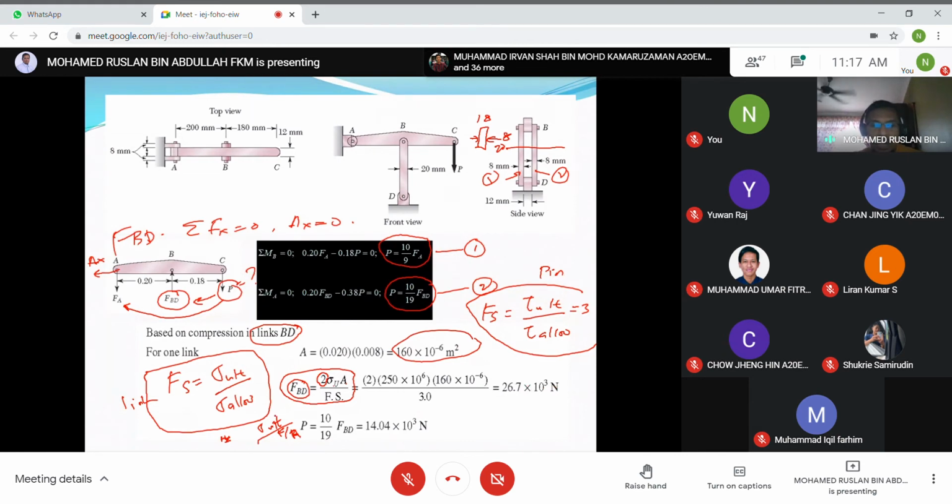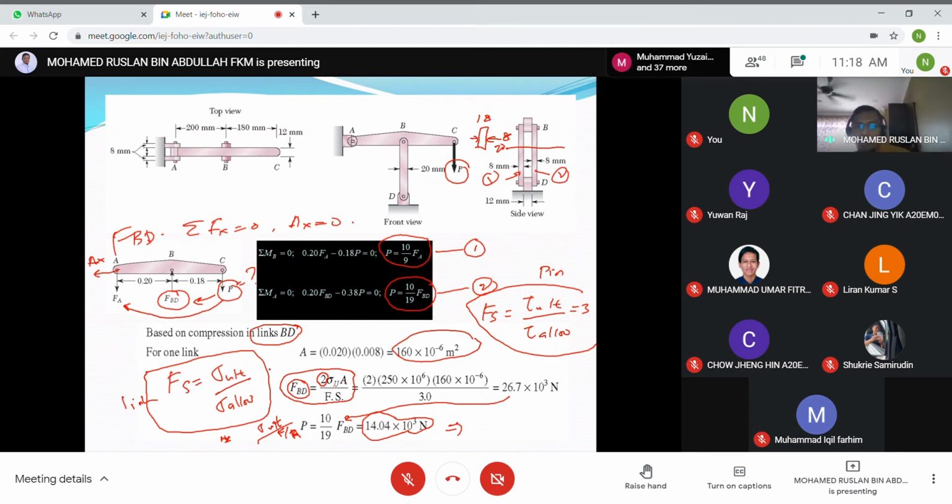The relationship between P and FBD is P equal to 10 over 19 FBD. So if we consider the link, the maximum P that can be applied equals 14 kilonewton. Based on the link, the maximum P is equal to 14.04 kilonewton. This is based on Fs and sigma ultimate.